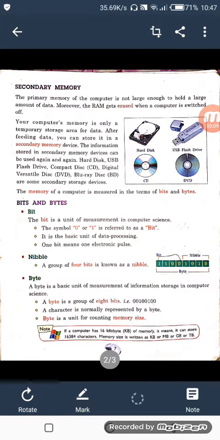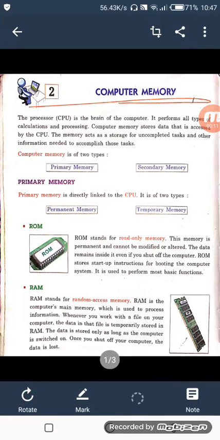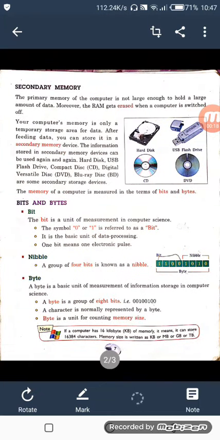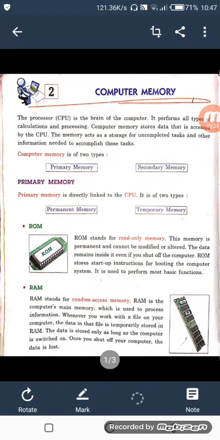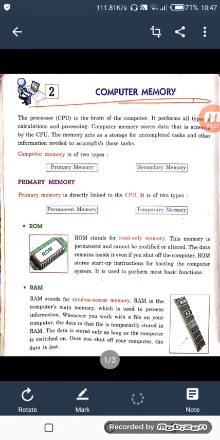Today we will cover the same chapter 2, computer memory, but today we will cover the topic of secondary memory. I will show some visuals to you also. But before starting that, let's revise what is computer memory.